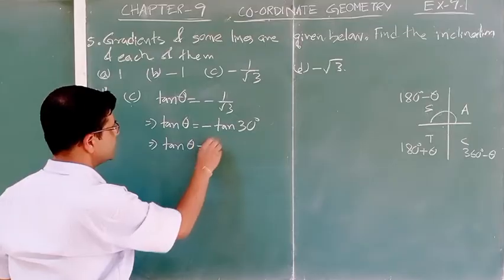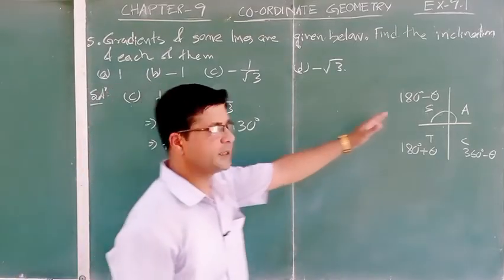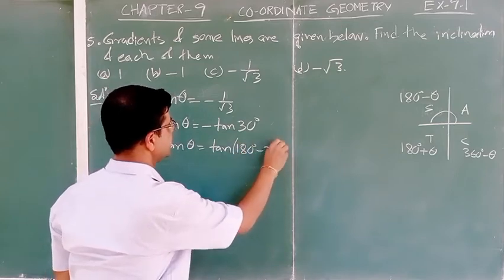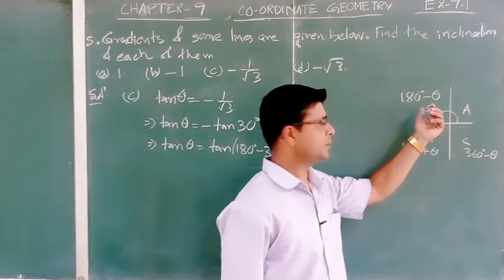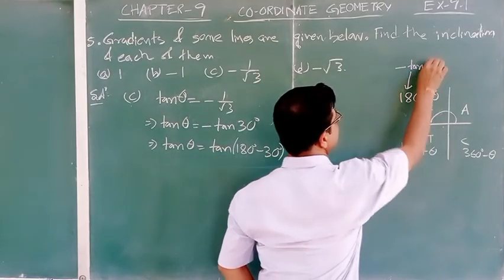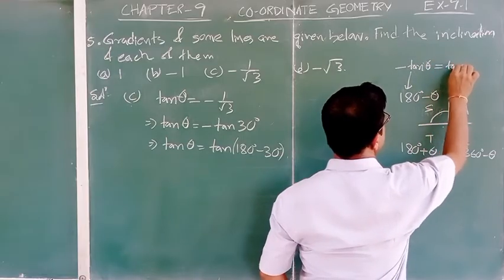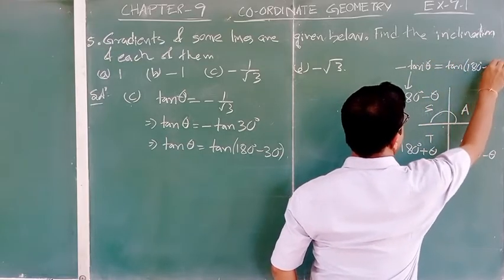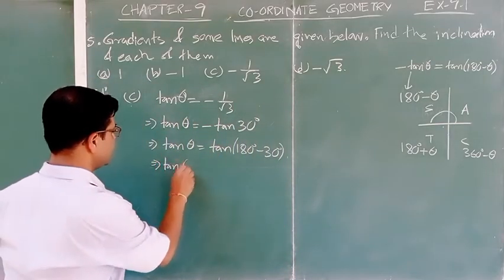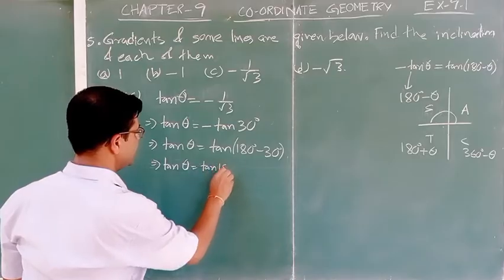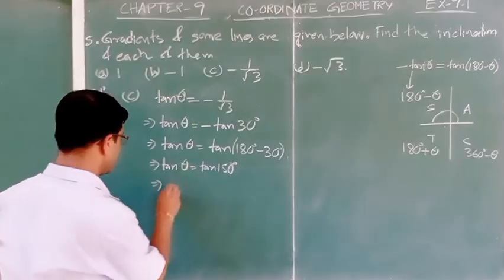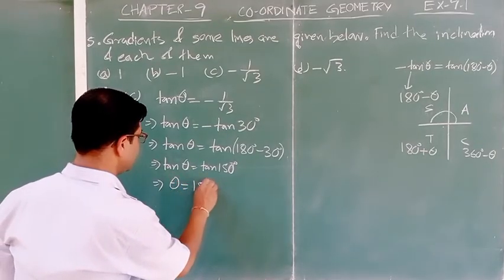Tan of theta. So this same concept we apply here. 180 minus theta. So 180 minus 30 degree, because in this quadrant tan is negative. So minus tan theta. Here in this quadrant only, minus tan theta means tan of 180 minus theta. Okay. So tan of theta is tan of 150 degree. Let us remove tan from both the sides by taking the inverse. So theta is equal to 150 degree.